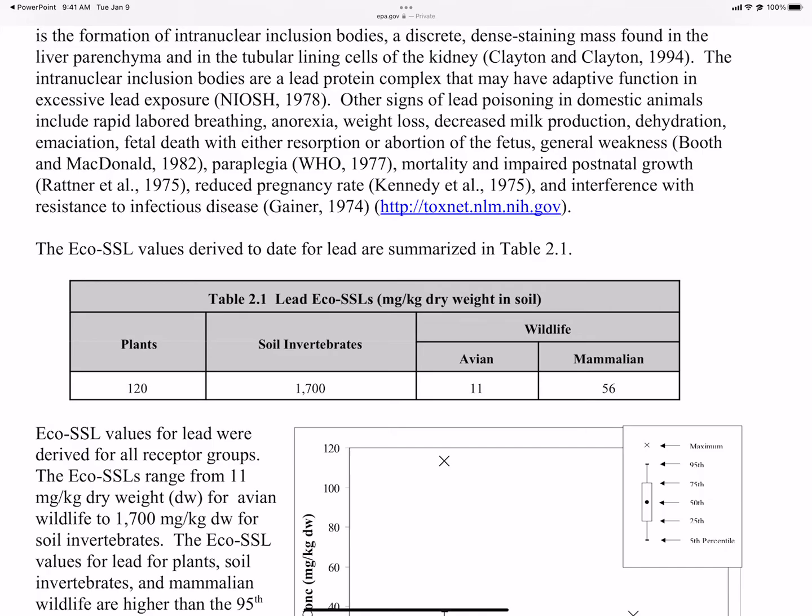This table shows the lead ecological soil screening level, and we can consider it as the toxicity reference value. It has values for different species, like plants, soil invertebrates such as earthworms, and wildlife such as birds and other mammals. These values can be used in our ecological risk studies. We can compare this value with the exposure concentration, and then we can calculate HQ.